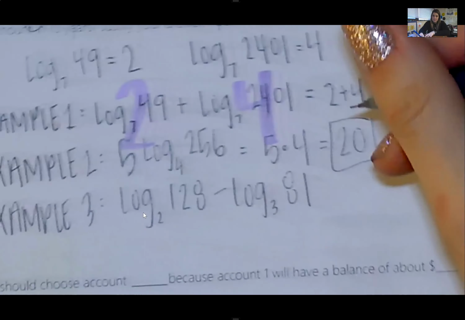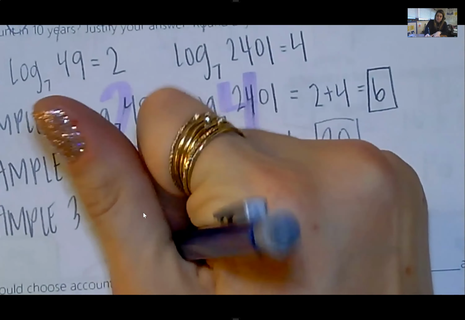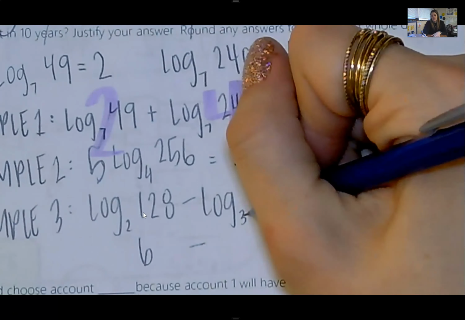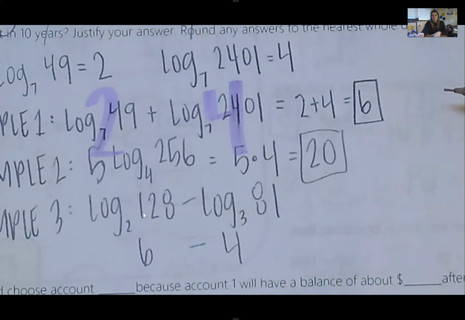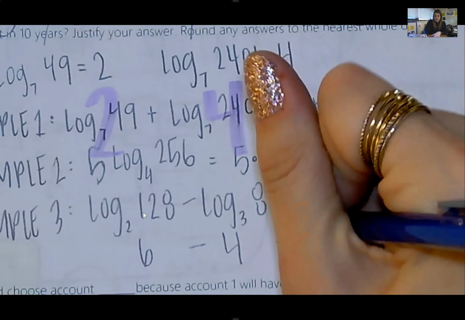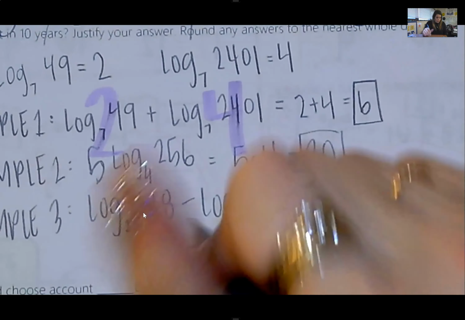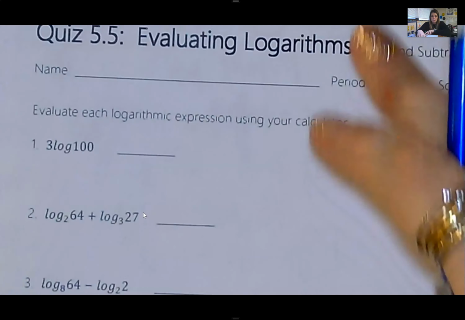Okay, hopefully you really tried this. Log base 2 of 128 is 6, because 2 to the 6th is 128. Subtract log base 3 of 81, which is 4, because 3 to the 4th is 81. So this answer is 2. In my other classes, that was enough examples to keep them going. Your quiz only has 10 questions on it.